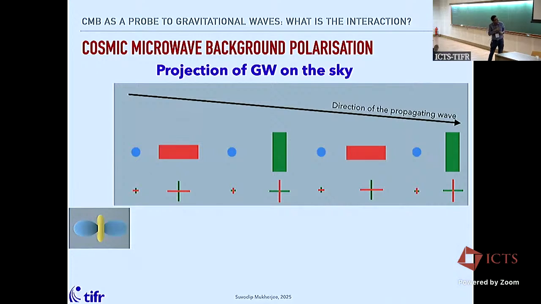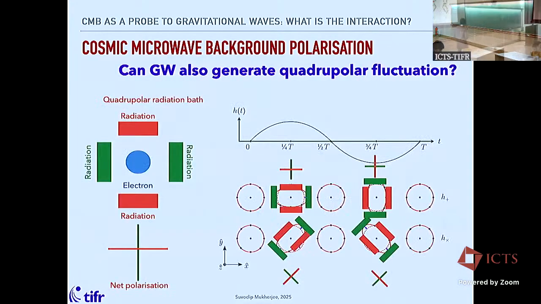If this is the direction of propagation, a polarization stick can either be parallel to the direction of propagation or perpendicular to the direction of propagation. All right? Two states. Either it's going to be parallel or it's going to be perpendicular to the direction of propagation. What about gravitational waves?